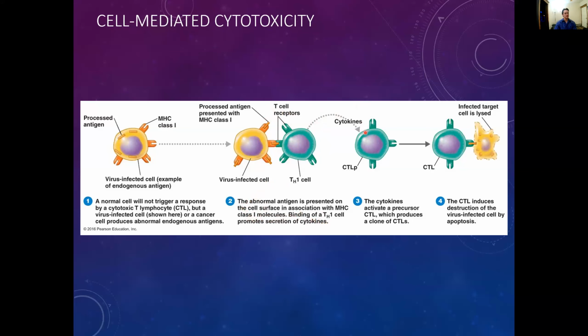Here you can see the cytokines being secreted. The cytokines will activate a precursor CTL. Again, this is that cytotoxic T lymphocyte, which will produce a clone of the cytotoxic T lymphocytes. And then this CTL will then induce the destruction of the virus-infected cell by apoptosis. Important here that it uses apoptosis.